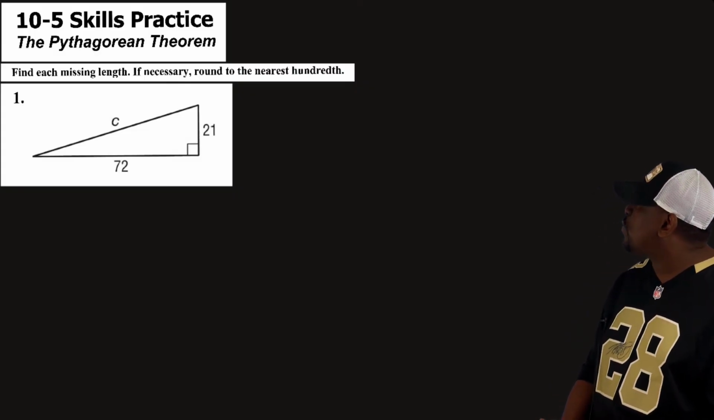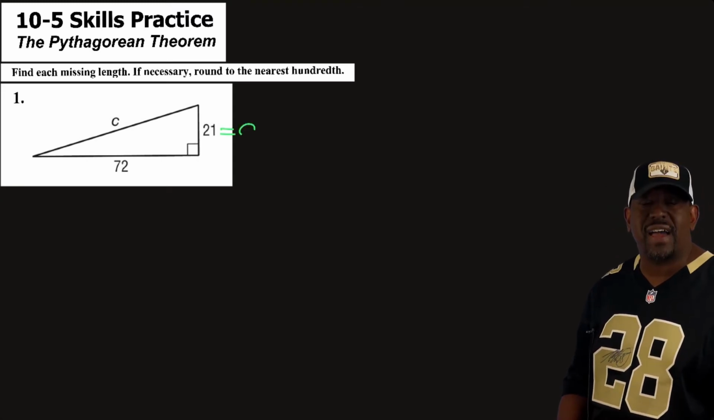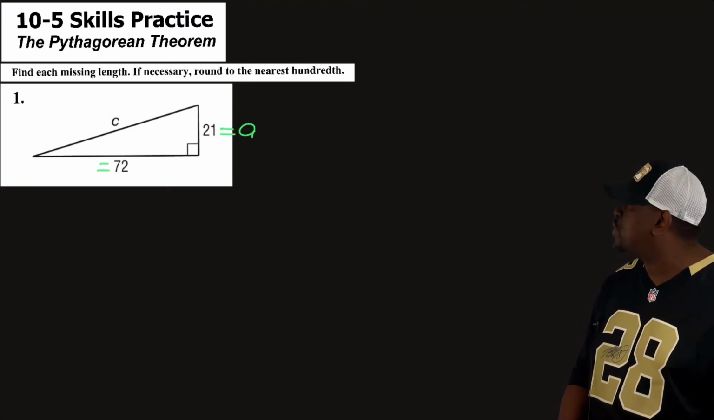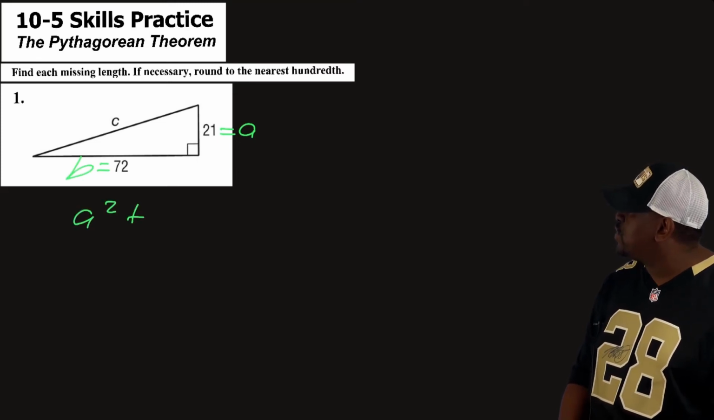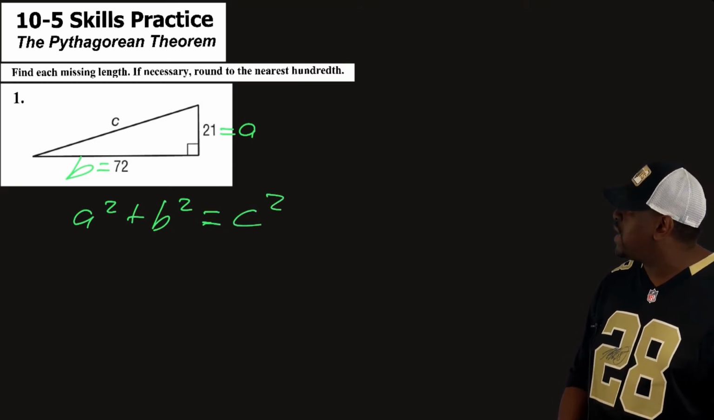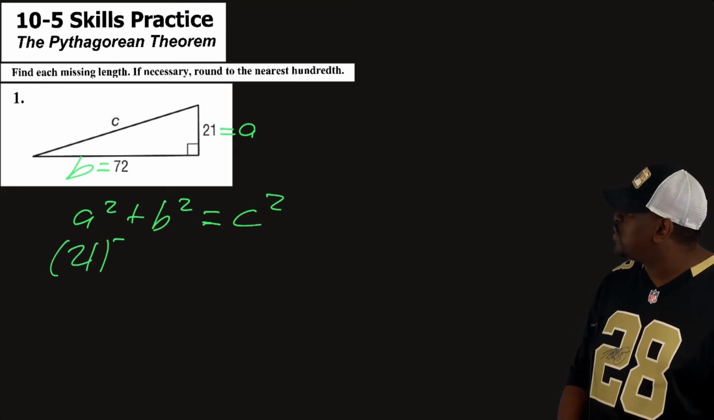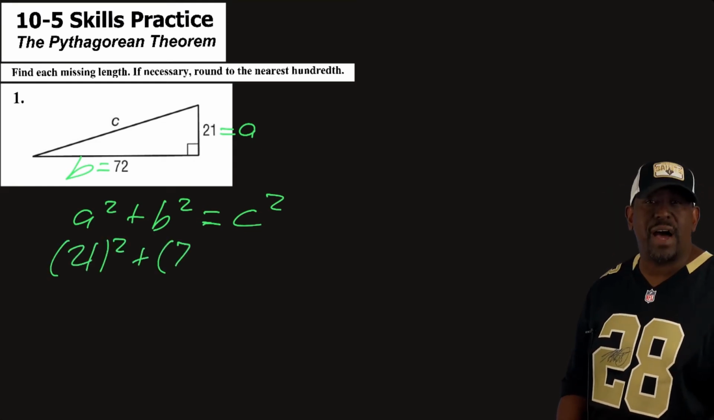So in this first problem, we want to use the Pythagorean Theorem to find the sides of right triangles. That's when you use the Pythagorean Theorem. So we're finding a missing length. First thing you do is label the sides as given. The shorter side is usually A. The middle side is B. We set those equal to A and B. We're looking for the hypotenuse C.